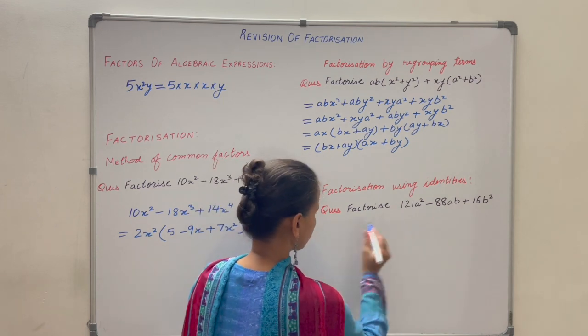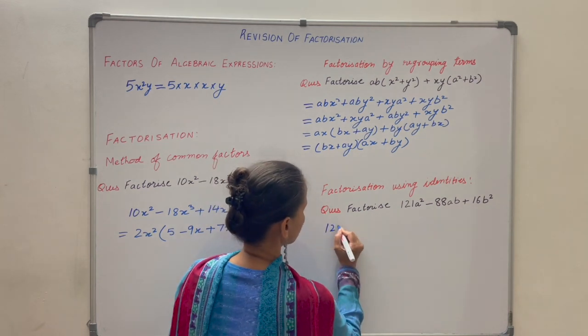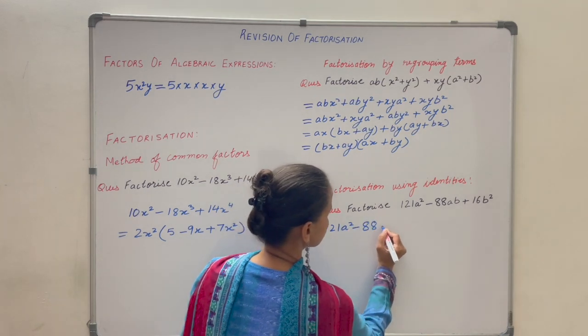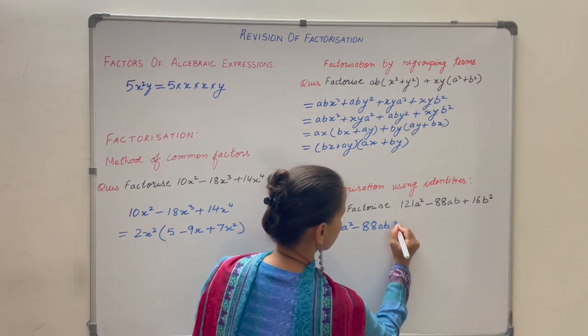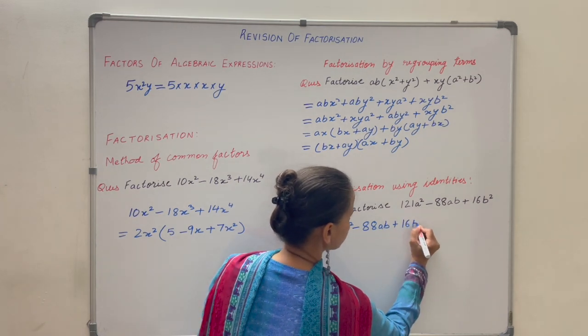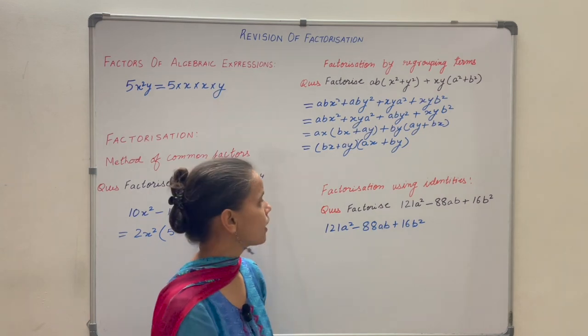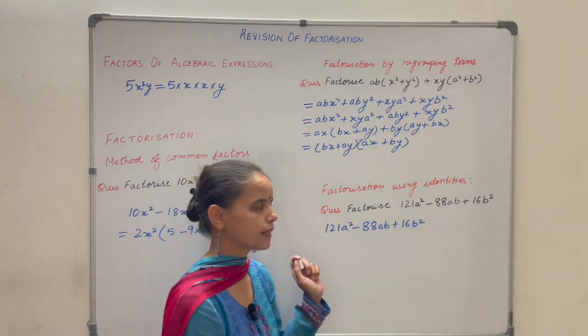So I am going to write down the question first. It is 121a square minus 88ab plus 16b square. As we have discussed just now, we are going to use the a minus b whole square identity.